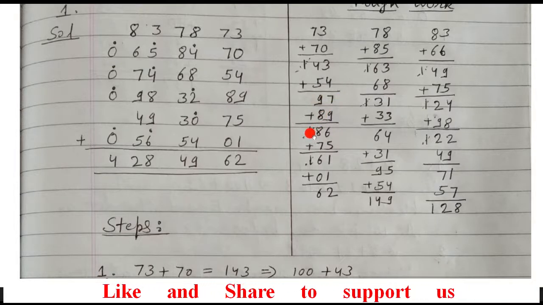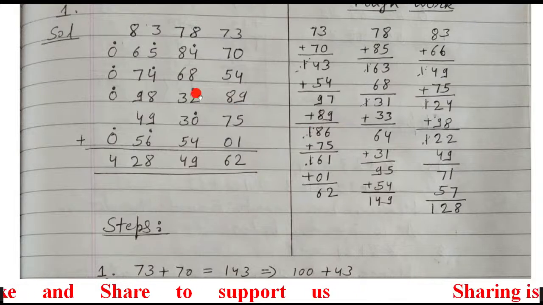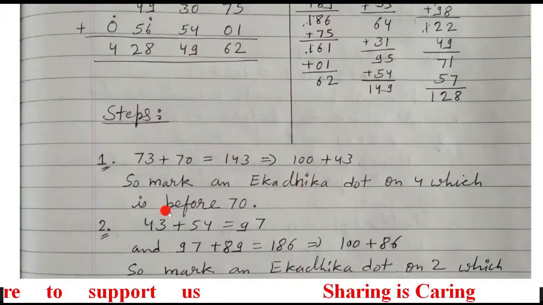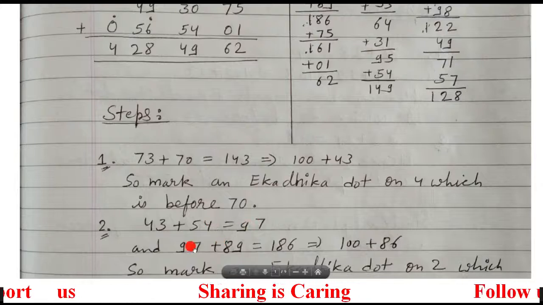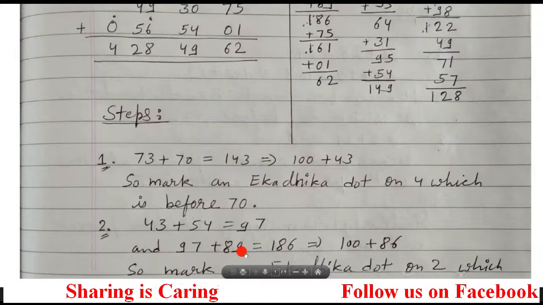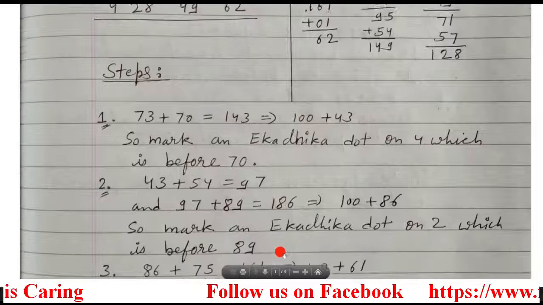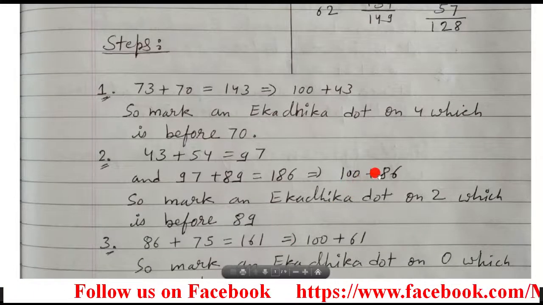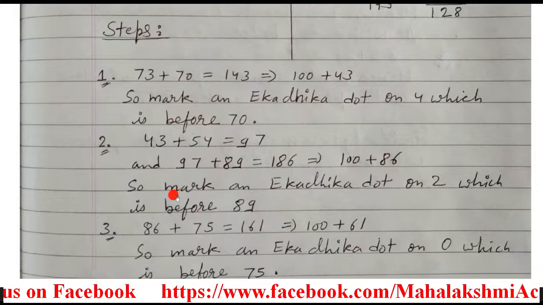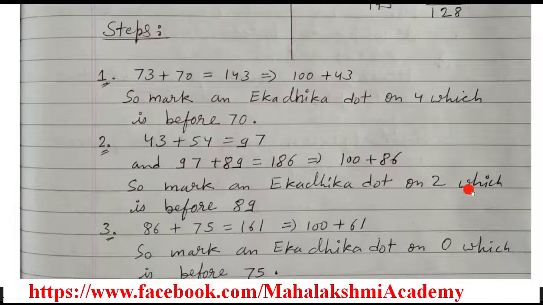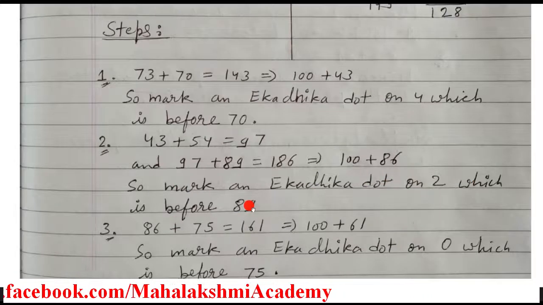So this you have to explain where this one went. Where this one went, over 2. So just see, 43 plus 54 is 97, and 97 plus 89 is 186. So we wrote here 100 plus 86. So mark an ekadika dot on 2 which is before 89.